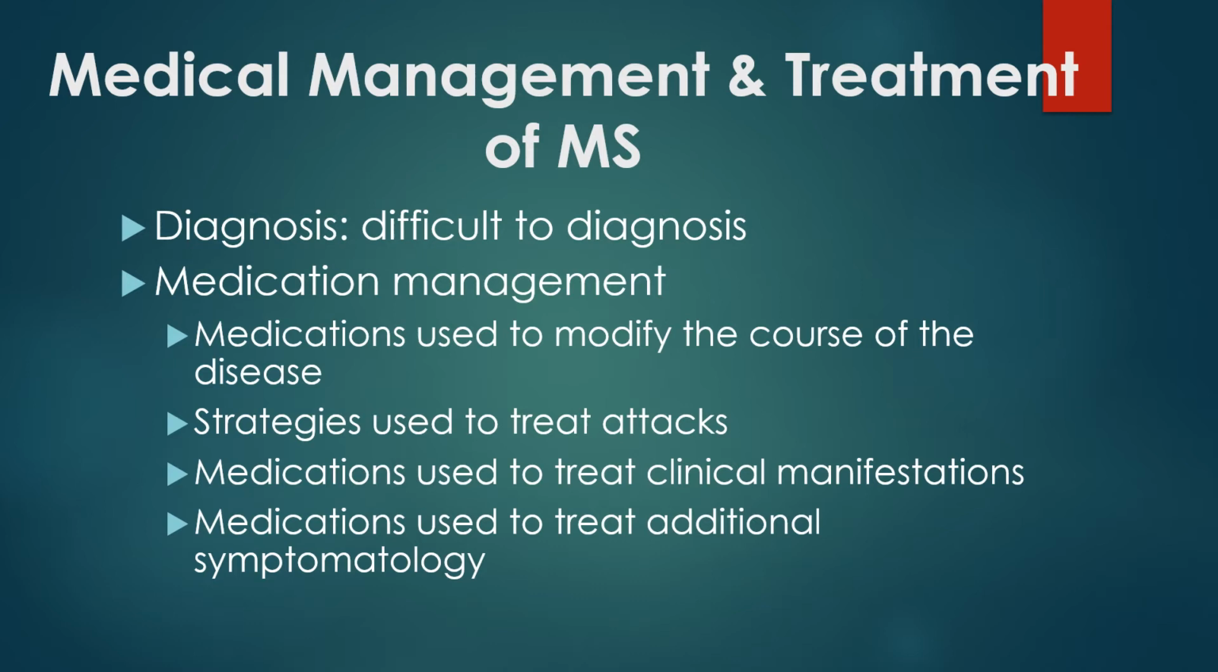Also, a third category are those medications used to treat clinical manifestations, such as muscle relaxants and meds to decrease spasticity. Physical therapy is helpful for muscle strengthening and to improve daily function. Again, it's also to help prevent falls. Finally, medication may also be prescribed to help reduce fatigue, depression, pain, and bladder or bowel problems.